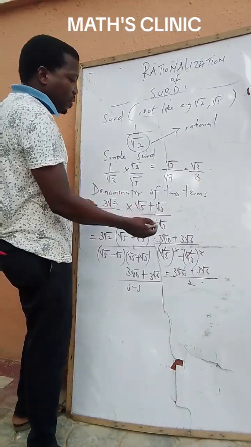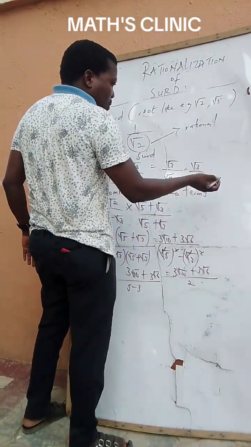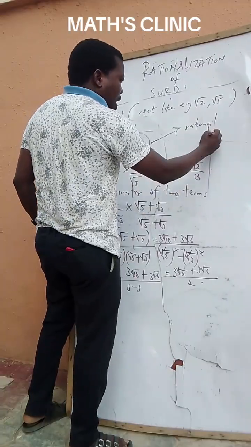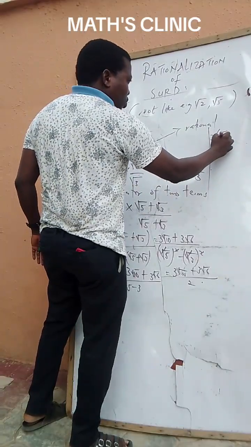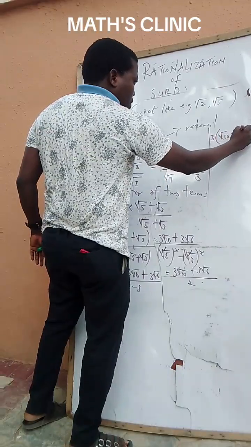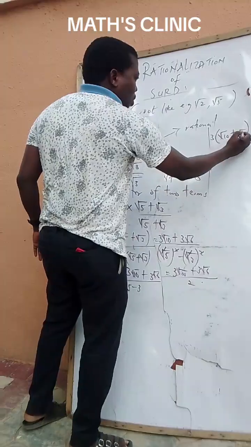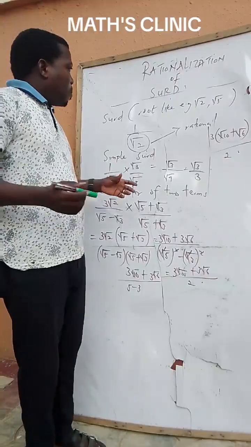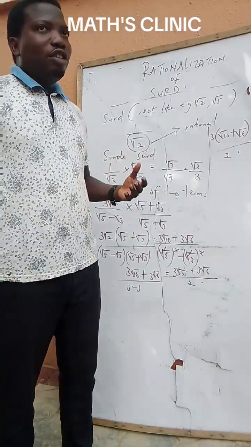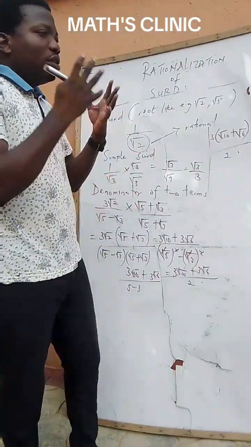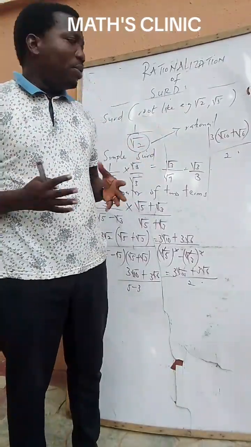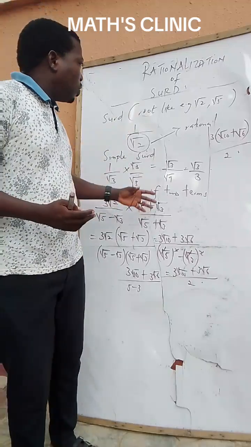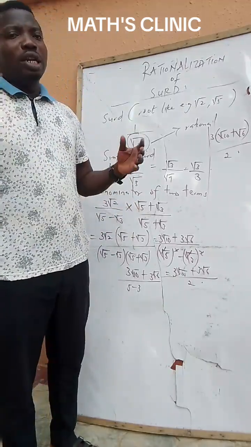You can still simplify this. You can still have it as 3 into bracket root 10 plus root 6 all over 2. So we've come to the end of rationalization of surds. In the next class, we pick some WAEC past questions and JAMB past questions to solve under this rationalization of surds. That is how we do it.